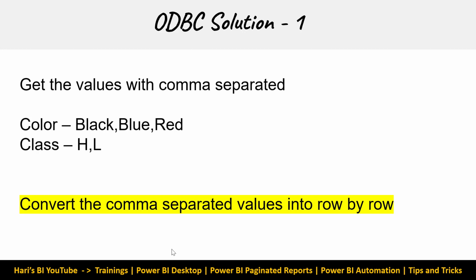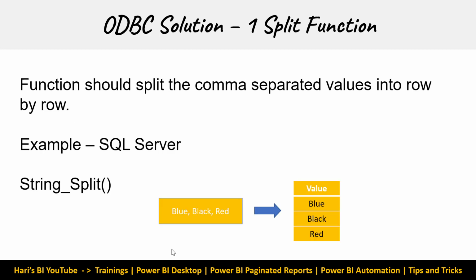So we are going to change that multi-value parameter into a text box so that the user will enter the values with a comma separator. Later on we will be converting those comma separated values into row by row at the script level. So how do we do that at the script level? We have a function called split. If you are using SQL Server, there is a predefined function available from SQL Server 2016. The function is STRING_SPLIT. Using that split function, we can convert the comma separated values into row by row.